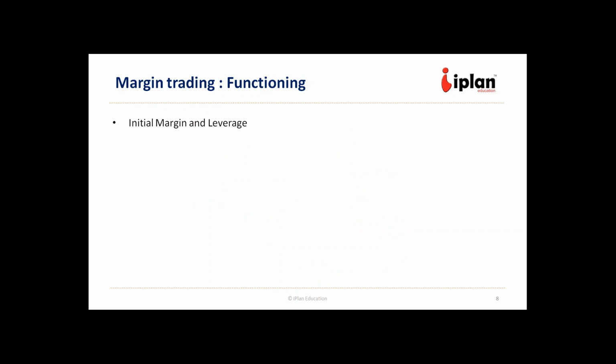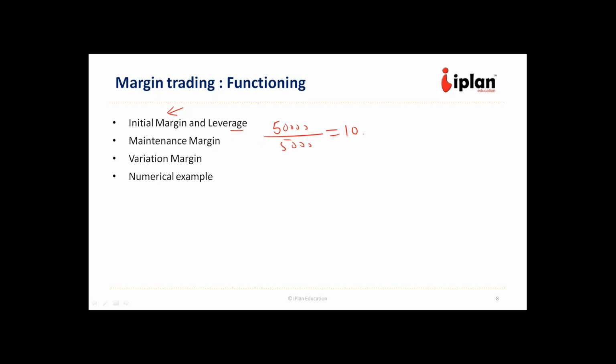Now, margin trading. We understood in the last class that when we buy shares, we normally pay the initial margin, and we understood leverage. I'll repeat that again. Suppose we are buying 50,000 kgs of potato and paying 5,000 as initial margin. So we are enjoying 10 times leverage. This is basically the credit, which means the total value divided by the initial margin required to get into the contract. So this is leverage.